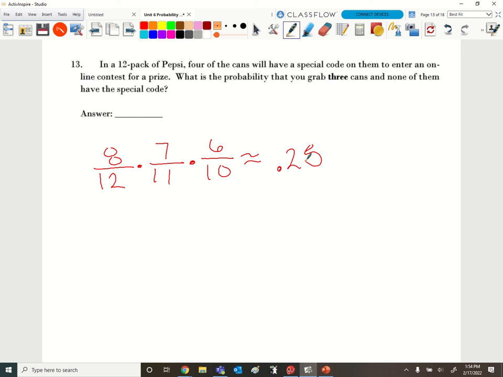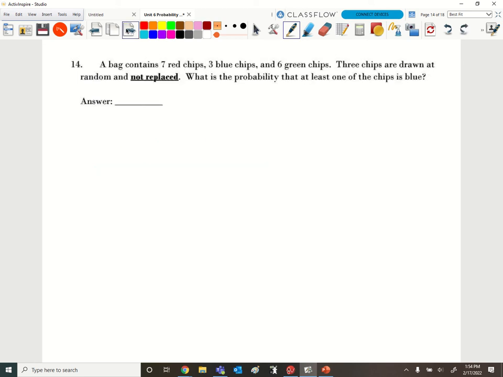Anyway. Alright, question 14. The bag contains 7 red chips, 3 blue chips, 6 green chips. 3 chips are drawn at random and not replaced. Okay, you ready? Alright, how many chips total are in there? 16. Okay, there's 16 chips in here, alright?